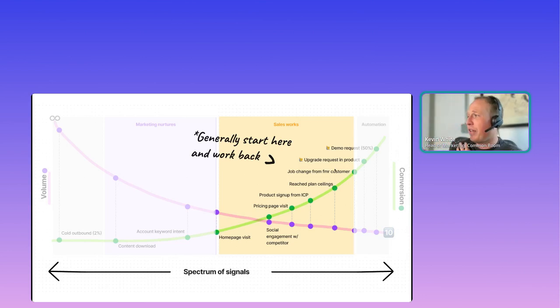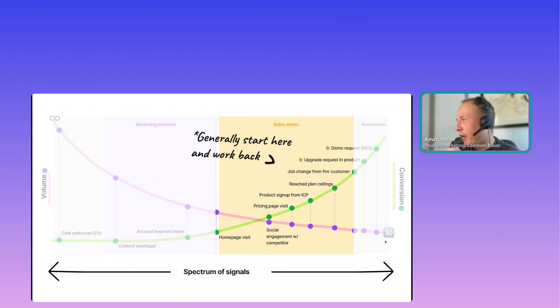And the reason for that is you want to start at a place where you're going to get a pretty decent conversion rate, and then work your way backwards. These are the highest priority leads in this top right quadrant here, and so you don't want to leave any of these signals on the table, so to speak.